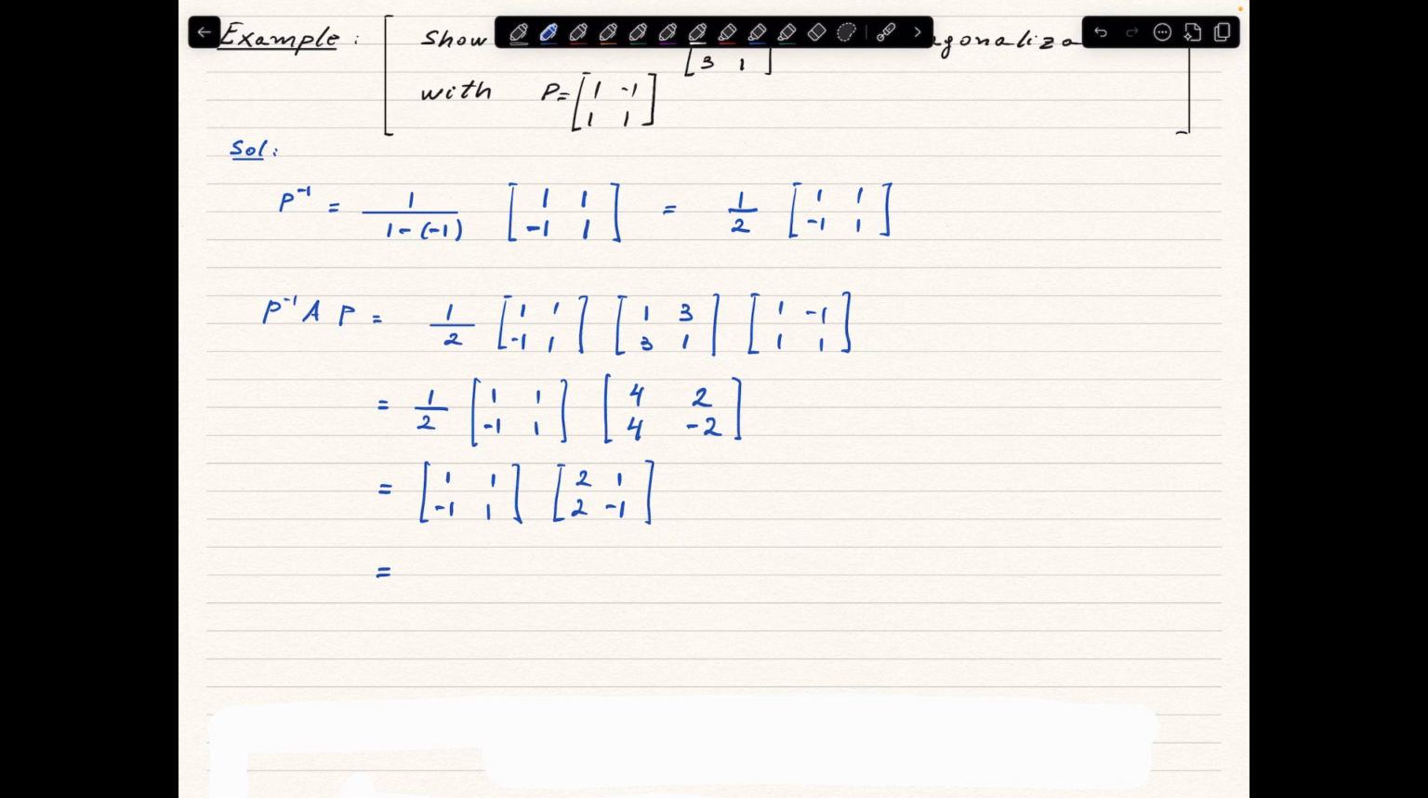Recall, we need to get a diagonal matrix if A is diagonalizable. Then this product, we are going to get 0. That looks good. And then this product, we are going to get 1 minus 1, 0 again. So that's it. It's diagonalizable. And the last product is negative 1, so negative 2. Well, it doesn't matter what the diagonal matrix is. The important thing is that this is a diagonal matrix.